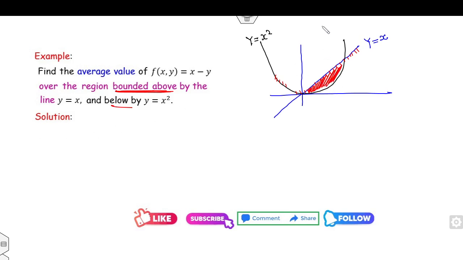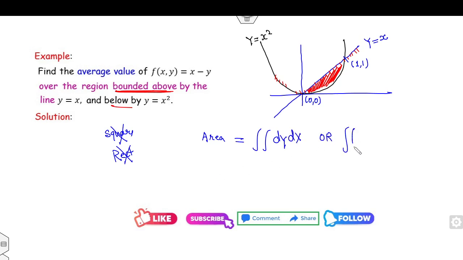Now clearly, this point of intersection is (1, 1), and this point of intersection is (0, 0). How can you find the area of this region? Clearly, this is not a square and not a rectangle, so you do not know a direct formula for this region. Then we can find the area as dy into dx, or as dx into dy.